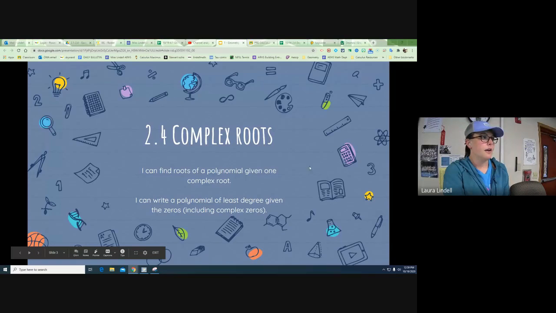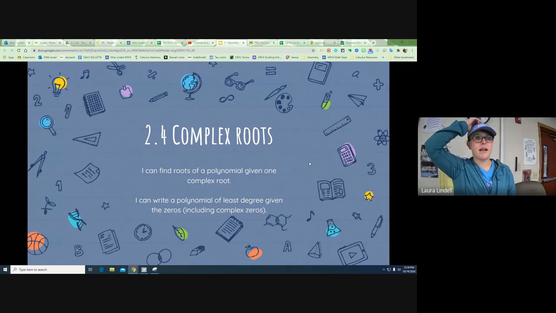Alrighty. Today we're talking about complex roots. This is the second half of 2.4. We want to be able to find roots of a polynomial given one of the complex roots. And then we also want to be able to write a polynomial of least degree given the zeros, including complex zeros. So grab your notes and let's get started.